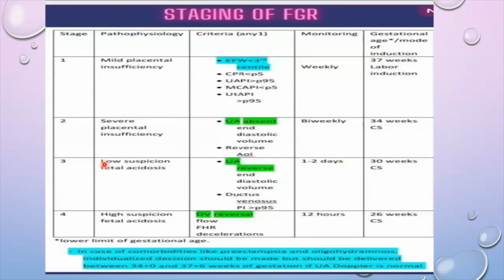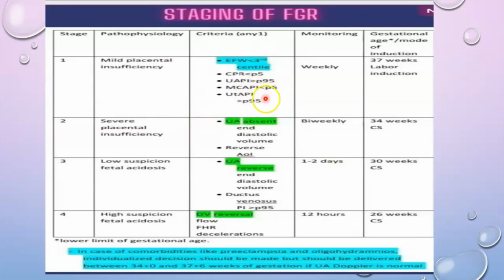Now friends, let me tell you a very important thing, that the staging of the FGR is also based on the Doppler findings. As you can see, stage 1 IUGR in which there is a mild placental insufficiency and any one of the criteria, if it gets fulfilled, then it is stage 1 IUGR. The criteria is if the estimated fetal birth weight is less than 3rd percentile, the cerebroplacental ratio is less than 5th percentile, the uterine artery PI is more than 95th percentile, umbilical artery PI is more than 95th percentile, and the MCA PI is less than 5th percentile.